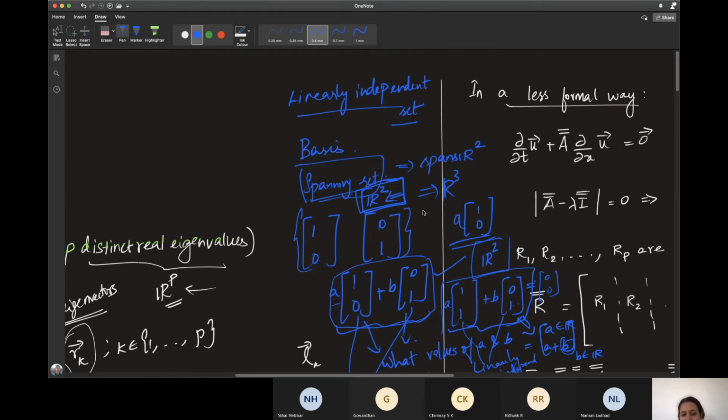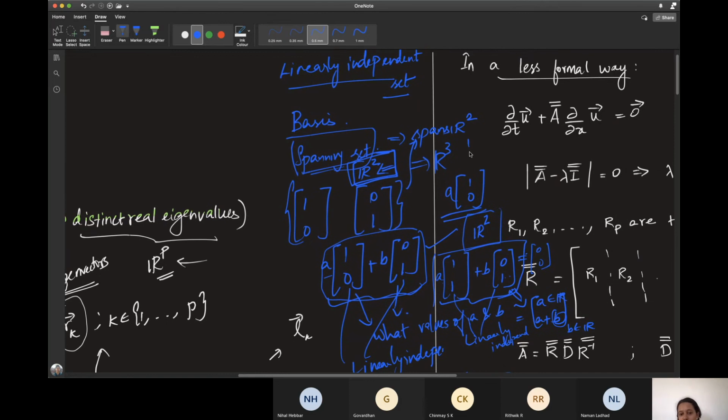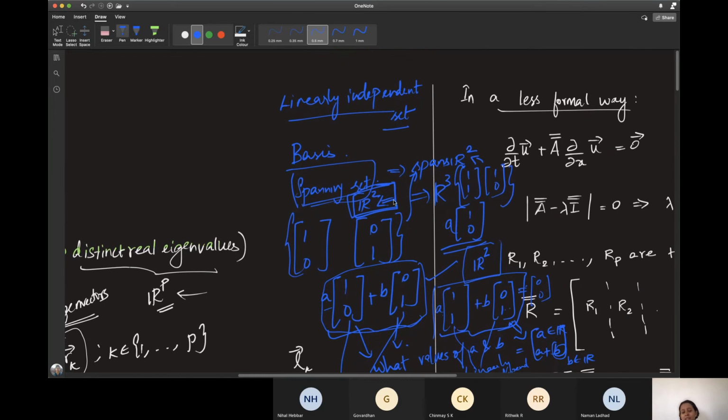Let's call this some set. Now this set spans R2. Similarly, this set, 1 1 and 1 0, also spans R2. So that is what is known as a spanning set. So this is what a linearly independent set and a spanning set are.